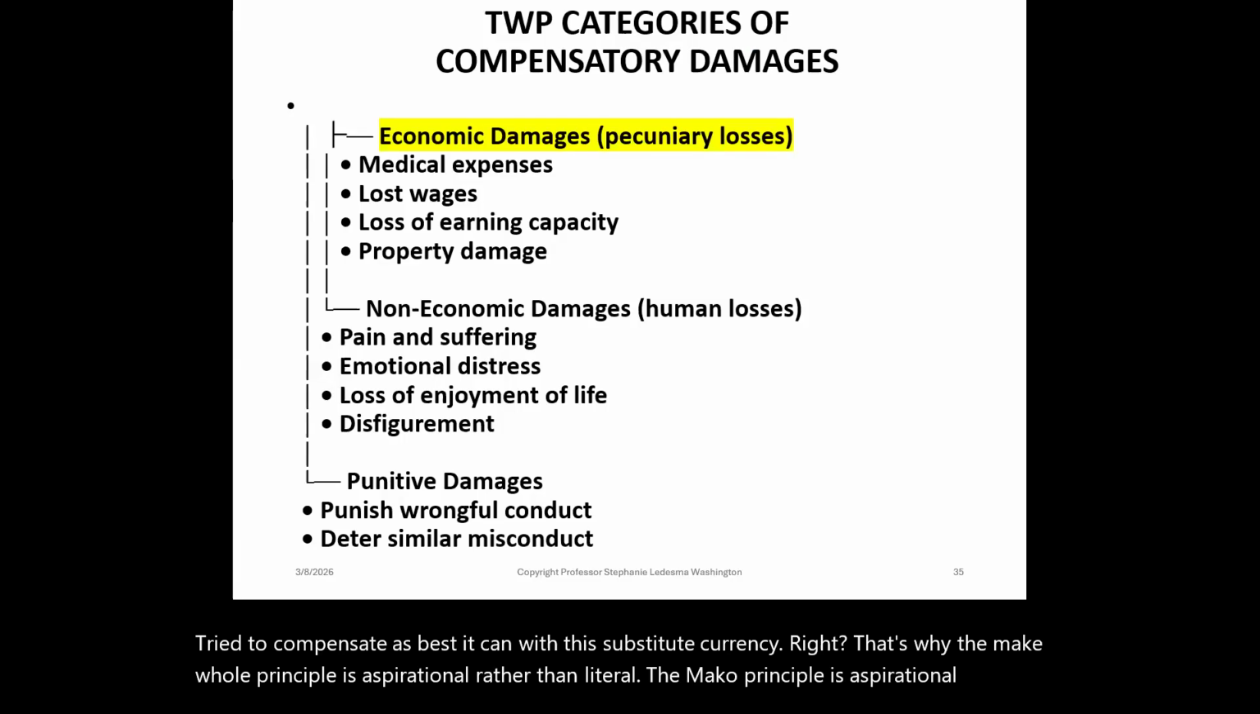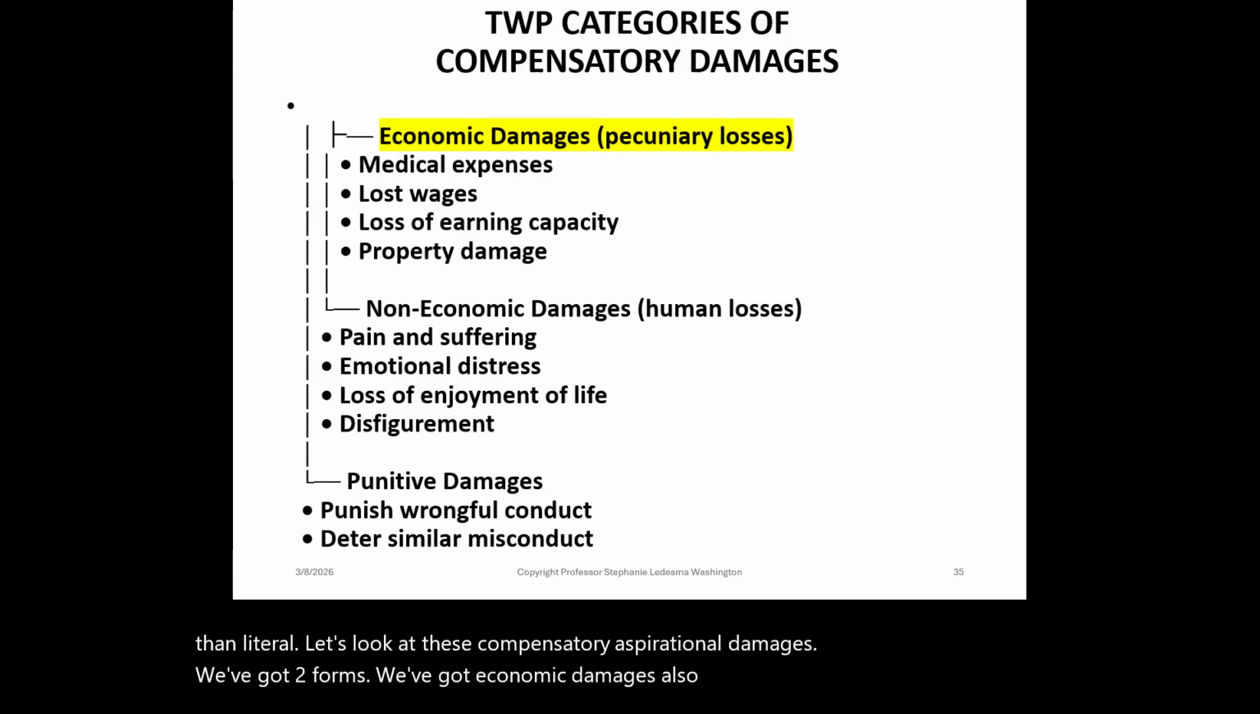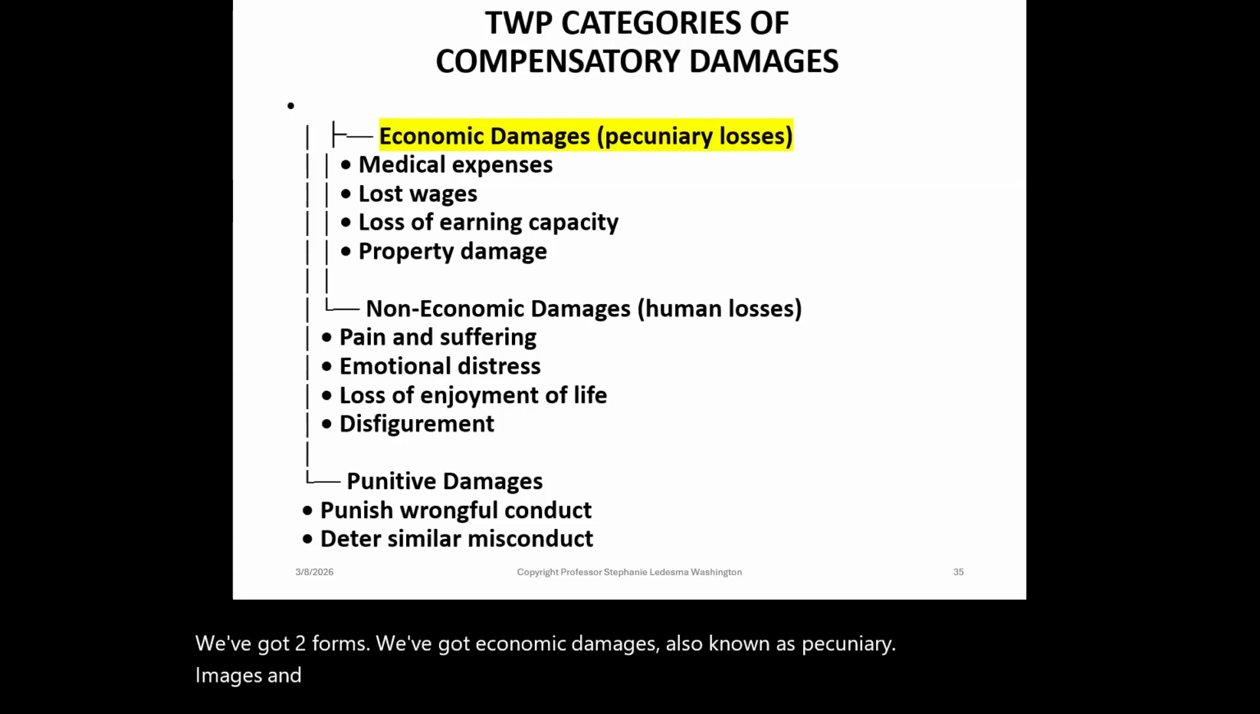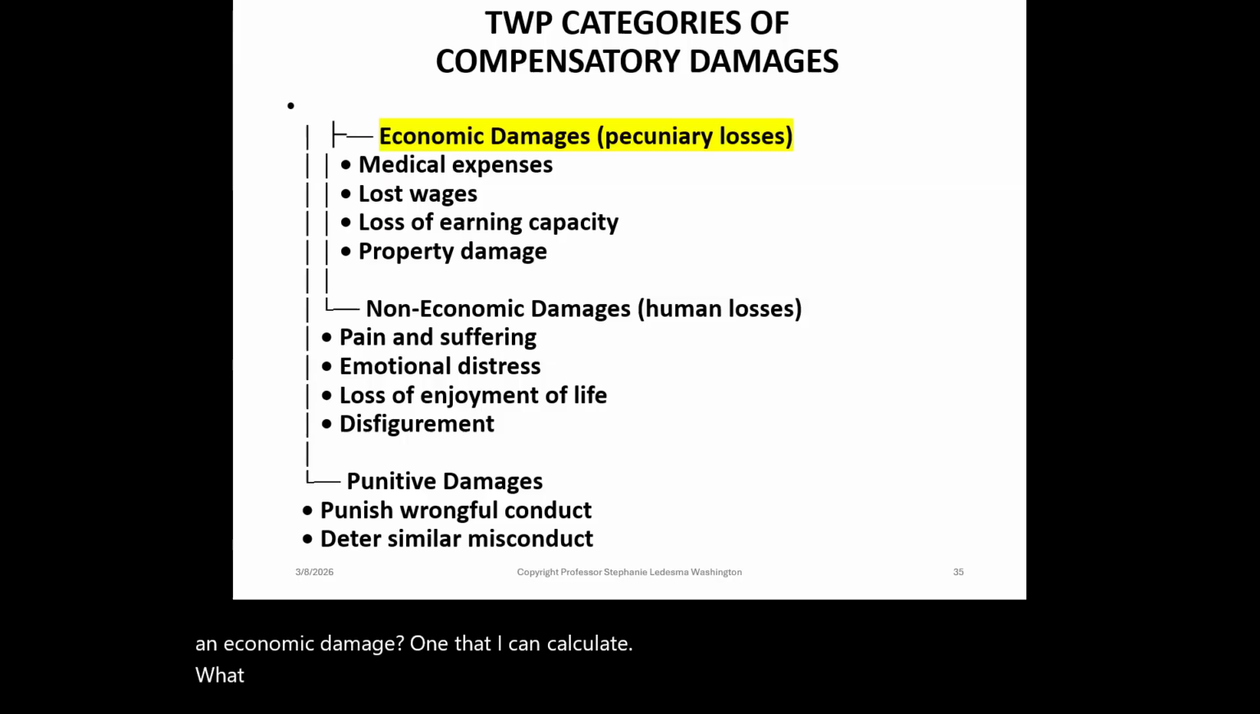Let's look at these compensatory aspirational damages. We've got two forms. We've got economic damages, also known as pecuniary damages, and we have non-economic damages, also known as non-pecuniary damages. What is an economic damage? One that I can calculate. What is a non-pecuniary damage? One that I'm at best guessing at. Right? You see the difference?